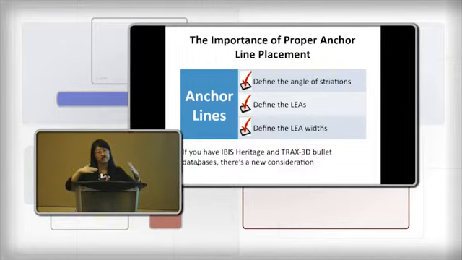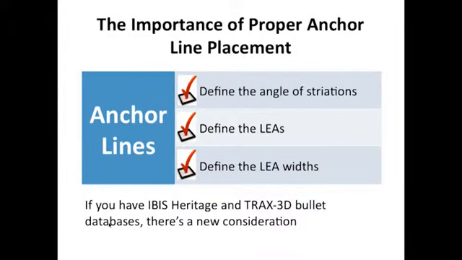If you put your angles off, your striations won't be straightened properly for the correlations. So that's one thing. The other thing anchor lines do, obviously, is define the region of interest, which is your land engraved areas, so your lees. The other thing the anchor lines do is define your lee width. So the distance from the top to the bottom anchor line, that's how big the lee is. So those are things that are the same between the two systems.